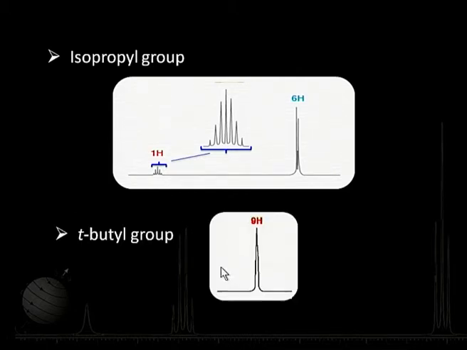Another could be the tertiary butyl group. In a tertiary butyl group there are 9 protons which are all equivalent. So, we get a very intense signal as a singlet over there because there is no neighbor over there. So, all will come together at one signal there.